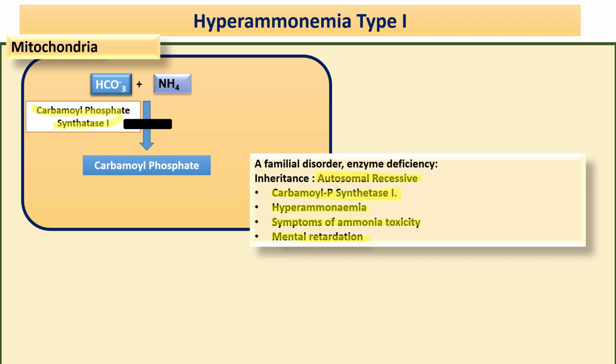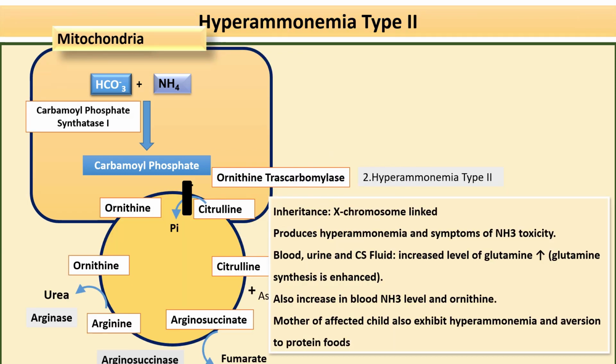Then the next one is... that is hyperammonemia type 1. Next one is a deficiency of the enzyme ornithine transcarbamylase, and it is hyperammonemia type 2. Here it is X-linked recessive. It is an exceptional case. It is X chromosome linked.